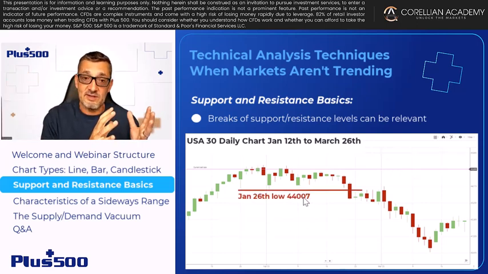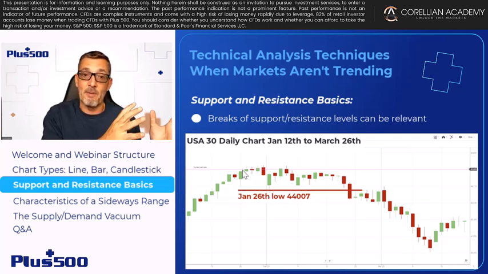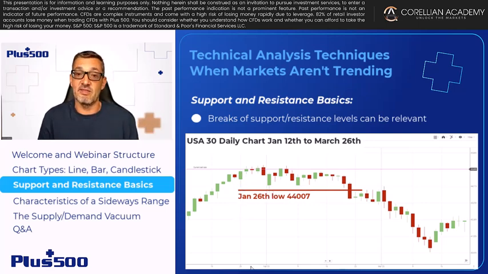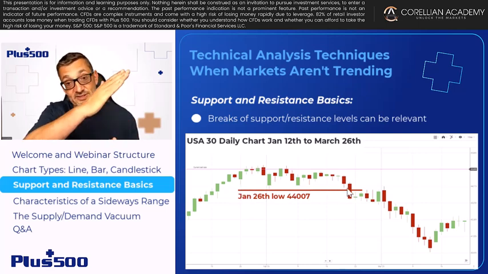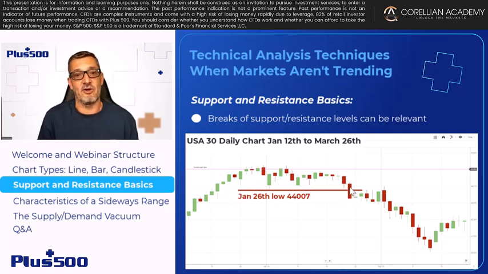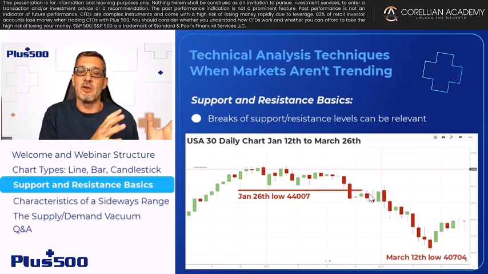Using the daily USA 30 chart again as an example, we can see how this played out when prices broke below the previous support level at 44,007. And that's identified by the low from January the 26th, 2025. The support broke on February the 20th and prices accelerated quickly to the downside, highlighted by that long red candle, reflecting negative market sentiment. And the move then continued until a price low at 40,704 was seen on March the 12th.